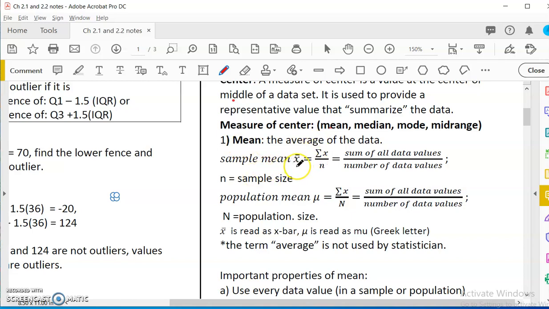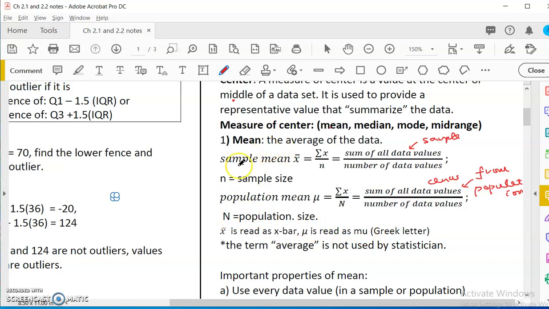There are two symbols that represent the mean: the population mean is mu, and the sample mean is x bar. If your data values are sample data values, because you got them from a survey, then the mean that you calculate is called a sample mean. If your data is all the data values from the whole population because you are doing a census, then the mean that you calculate is called the population mean, or mu. X bar is read as x bar, and mu is a Greek letter.